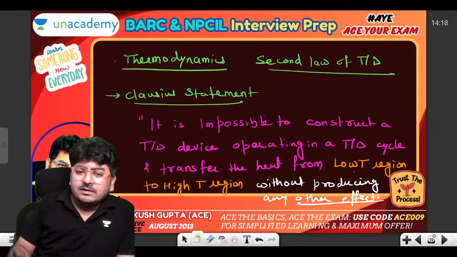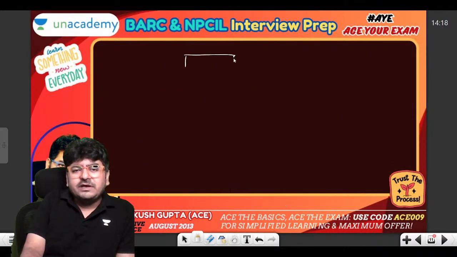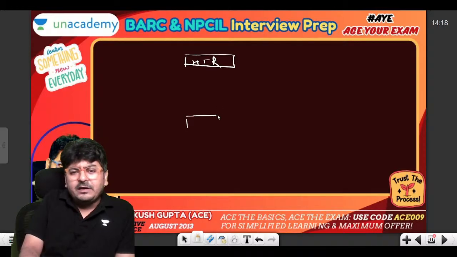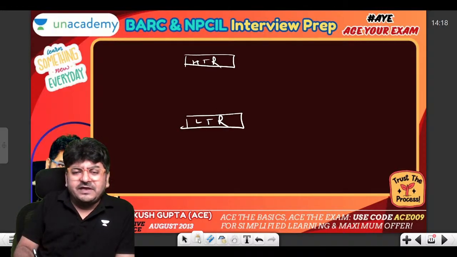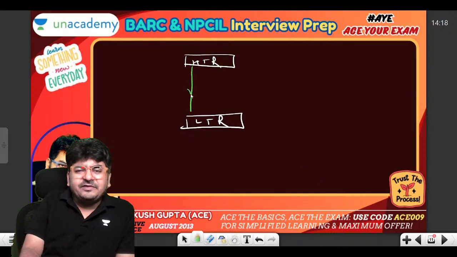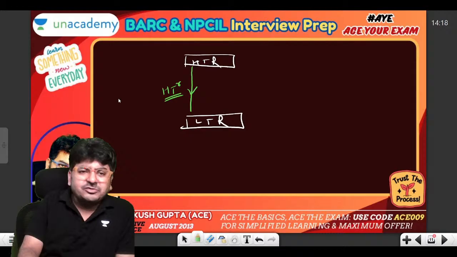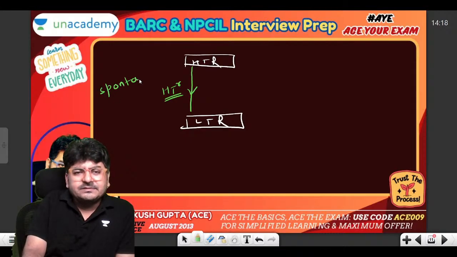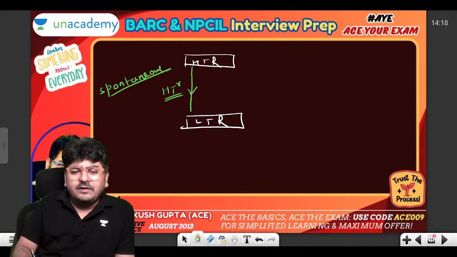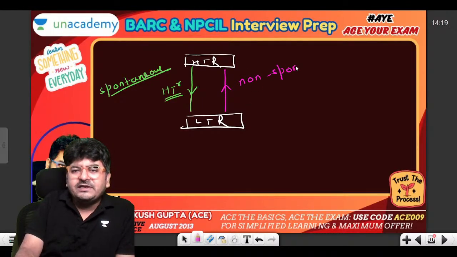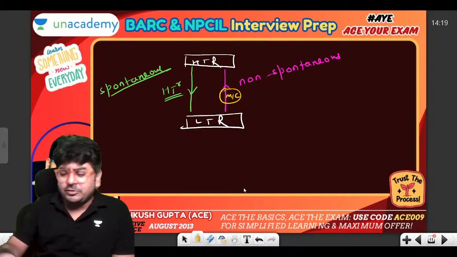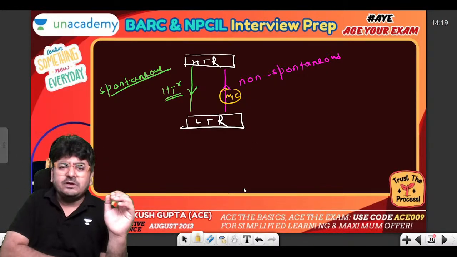Okay, what he means is: suppose I have a high temperature reservoir and a low temperature reservoir, and if they are in contact, heat transfer will occur from the high temperature body to the low temperature body naturally. That will be a spontaneous process. But if you want to do the opposite, to transfer the heat from low to high, then it will not be spontaneous. It will be a non-spontaneous process. And if it is a non-spontaneous process, you cannot use a machine which can directly do that without any other effect.